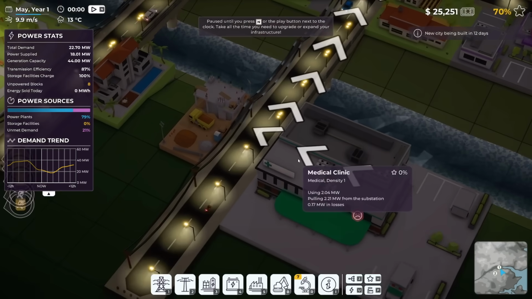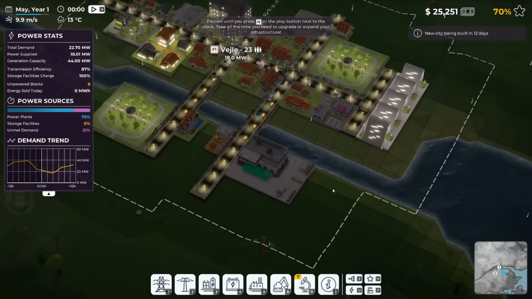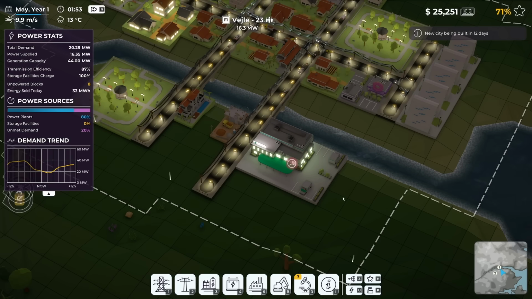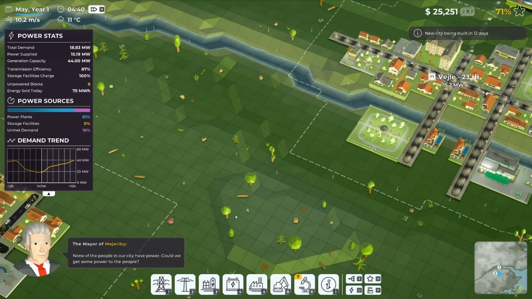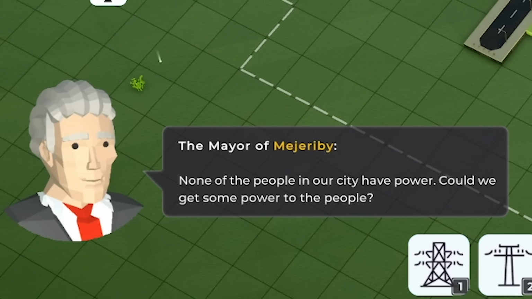So you can see the electricity is running up to there now. So that should cheer them up. There you go. They're still unhappy, but they do have electricity now. The lights are on. Oh, I'm just wondering why everyone's complaining. They're over here. The mayor of Medjugorje.